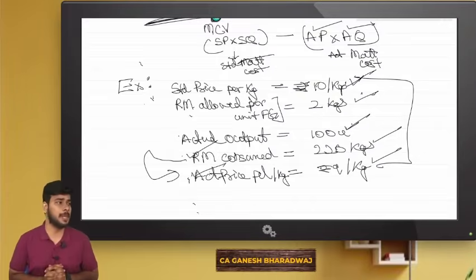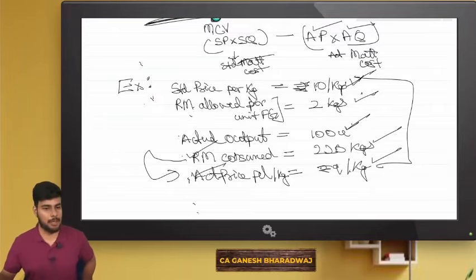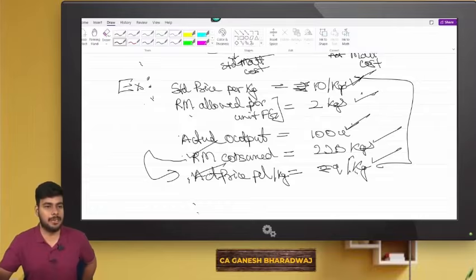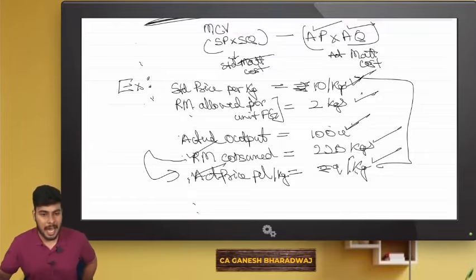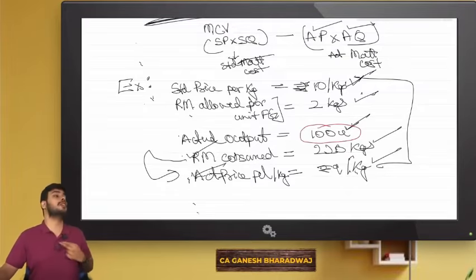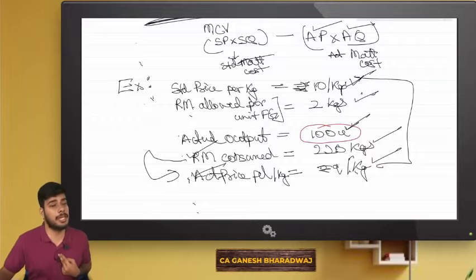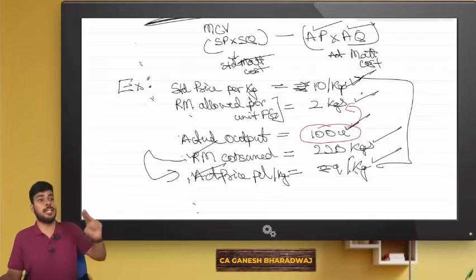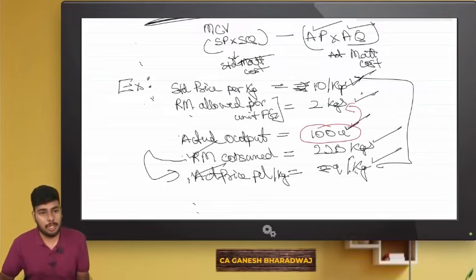Correct or not? Now you guys tell me, I have actually produced how many units? 100 units. For each of these 100 units, I should have consumed how many kgs of raw material? 2 kgs. So the total quantity of raw material that I should have consumed is how much? 200 kgs. That is the standard quantity.